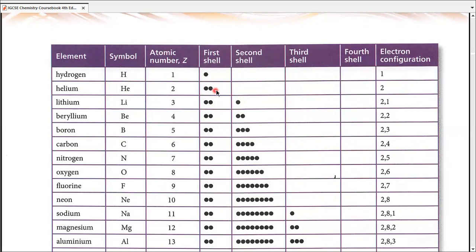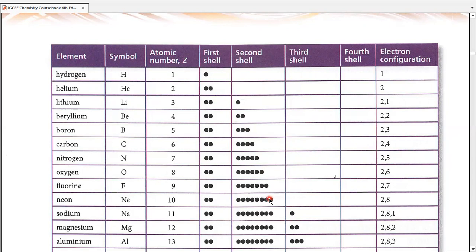For any more electrons, like lithium has 3, the next electron goes in the second shell. Then we start filling the second shell. Take a look, beryllium has 2 electrons in the second shell, boron has 3, carbon has 4, nitrogen has 5, oxygen has 6, fluorine has 7, neon finally has 8 electrons, and there we go. The second shell is also filled.